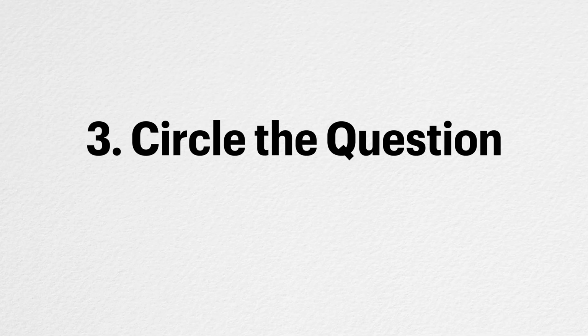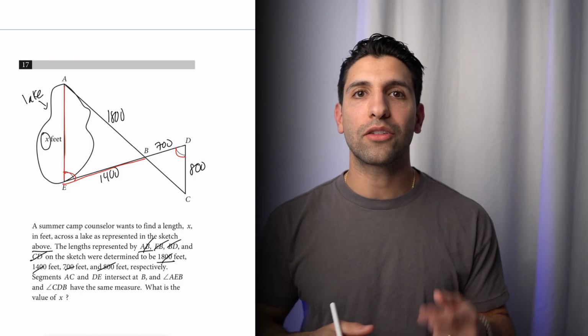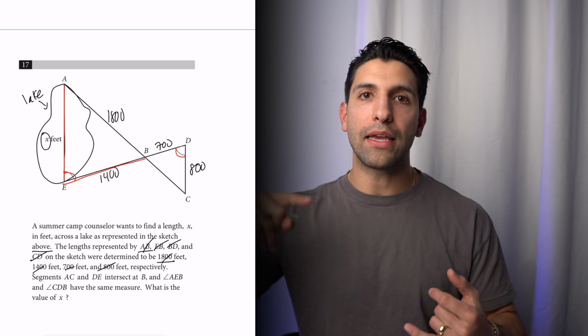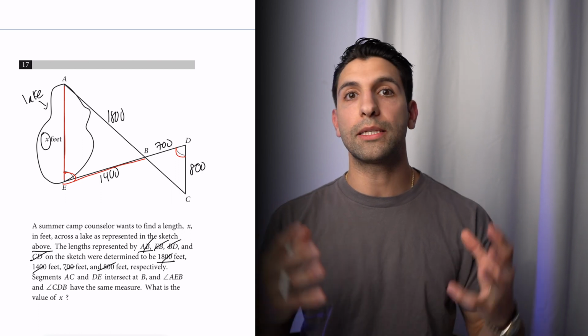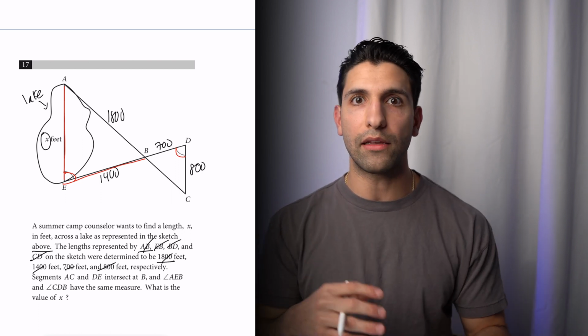Key number 3, circle the question that is being asked. So if we look at this question right here, we've already used the pointer method. We've already drawn the picture. We've already drawn this picture in our head. The image is really clear as to what's going on. What good does all that do if you have no idea what the question is asking you, right? It might be asking, what is BD or CD or whatever? You don't know, right?